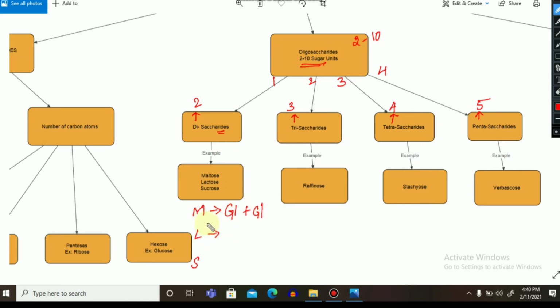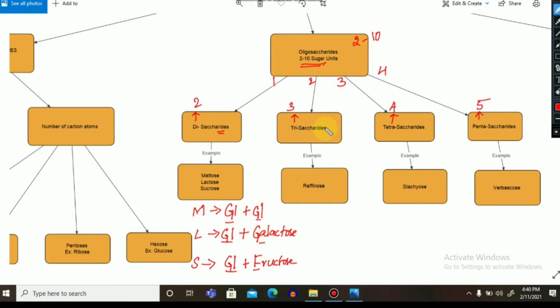And in case of lactose, one glucose sugar unit and another galactose sugar unit have combined together to give lactose. And in case of sucrose, you have got one glucose and one fructose. So this is a disaccharide, where you have got only two sugar units combining together to give a compound.